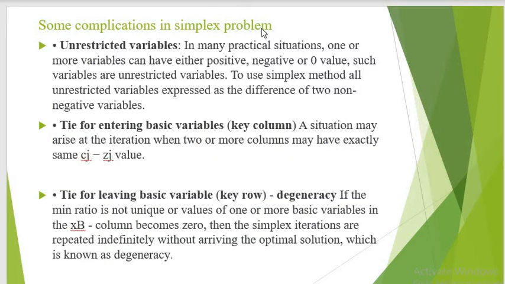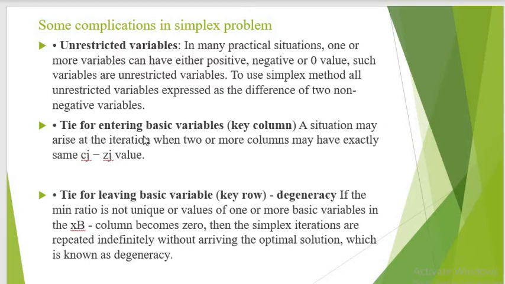Some complications in the simplex problem. First one is unrestricted variables. In many practical situations, one or more variables can have either positive, negative or zero value. Such variables are unrestricted variables. To use the simplex method, all unrestricted variables are expressed as the difference of two non-negative variables.